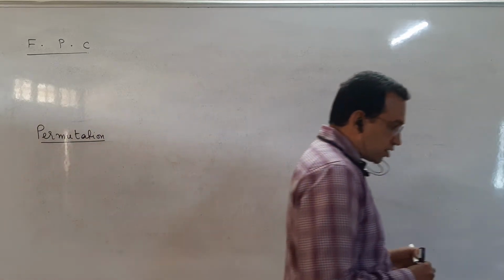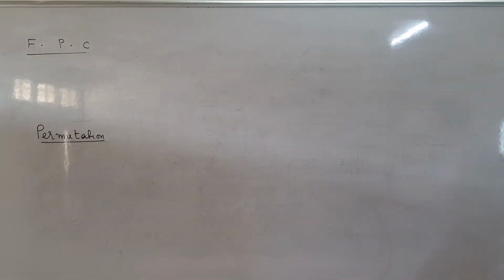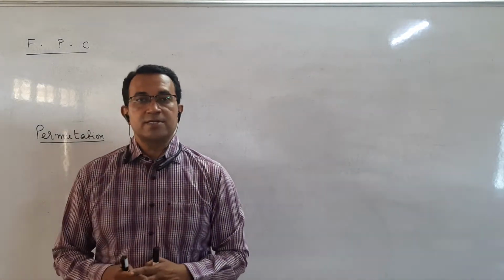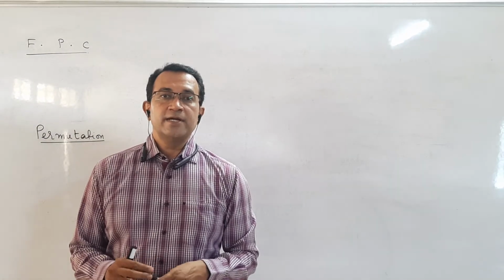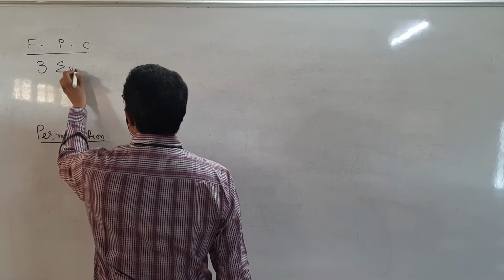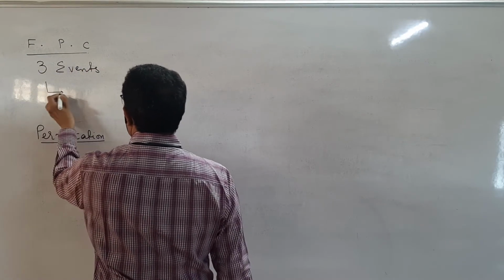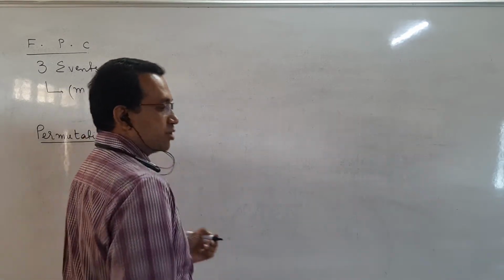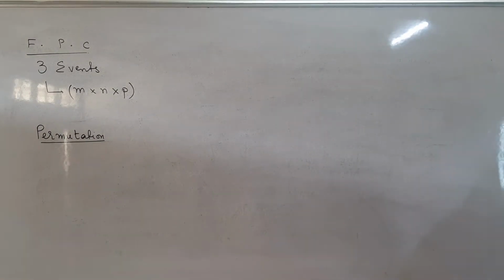Now, just recall, in exercise 7.1, we have discussed the fundamental principle of counting. Suppose an event can occur in m ways. After that, the second event can occur in n ways, and correspondingly after that, the third event can occur in p ways. Then the total ways in which all the three events can occur in order is m into n into p. This was, students, the fundamental principle of counting.